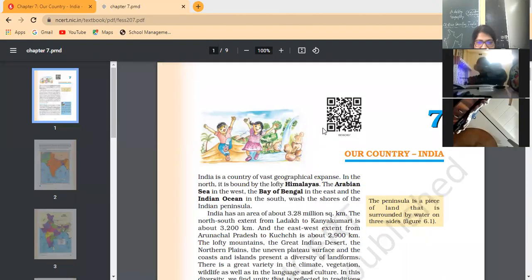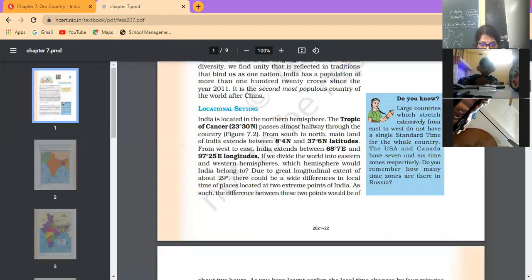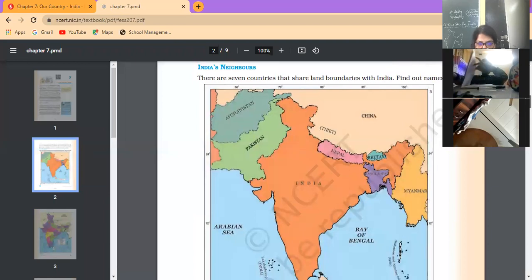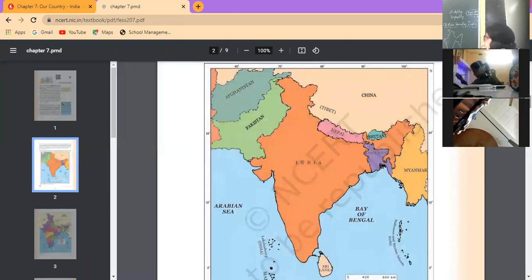Hello everyone, let's revise chapter 7 of geography, our country India. So my humble request to all of you, first turn on your camera and draw a rough picture of India map in your notebook, everyone, as I draw on the blackboard. Everyone.